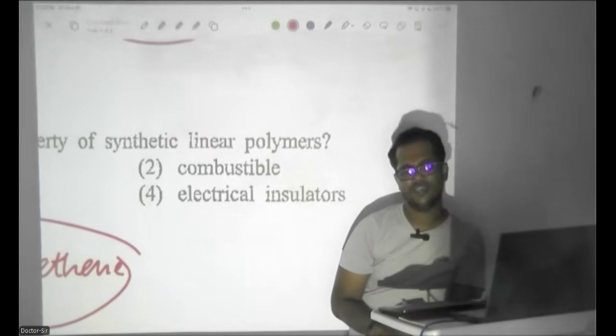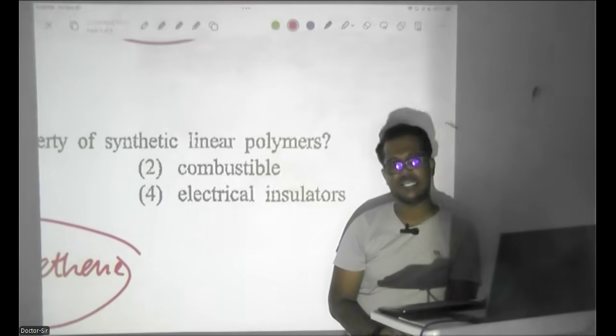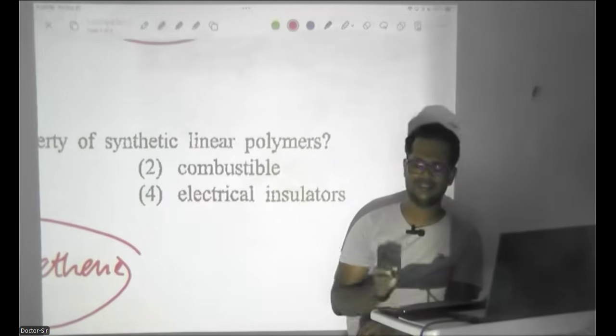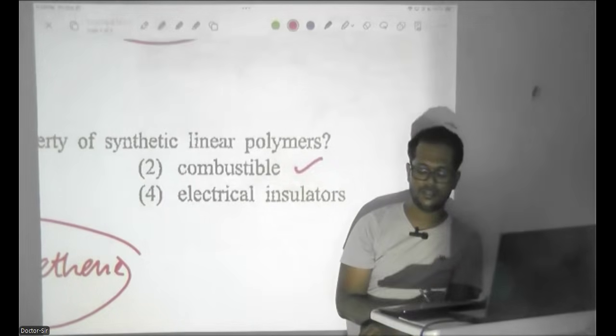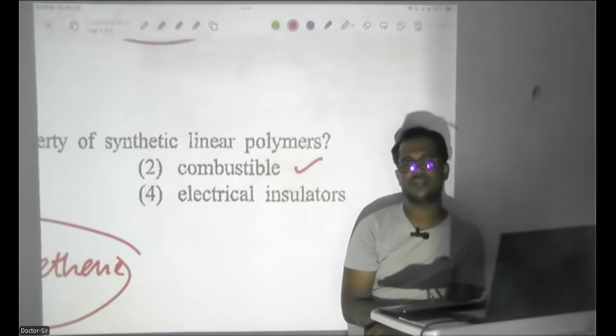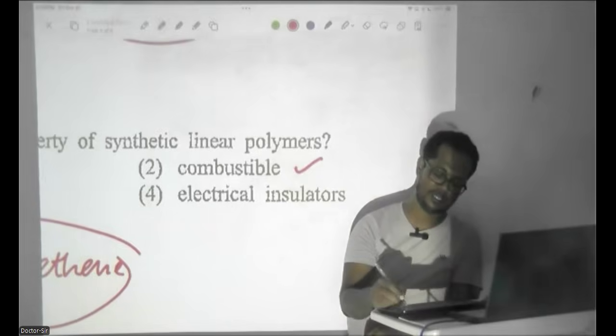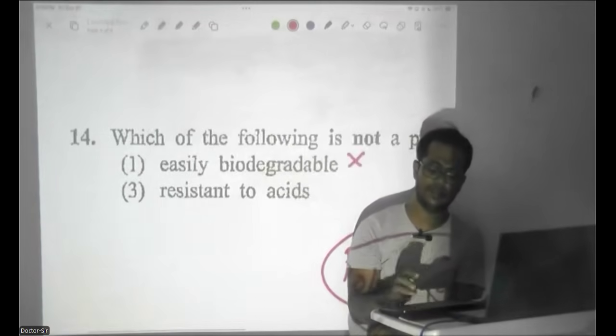Neither. Yeah, why? Then polythene does not catch fire? Nylon products do not catch fire? They can easily be combustible. Then electric insulators. Yes, most electric insulators are made from these polymers. That's correct. That is one property.